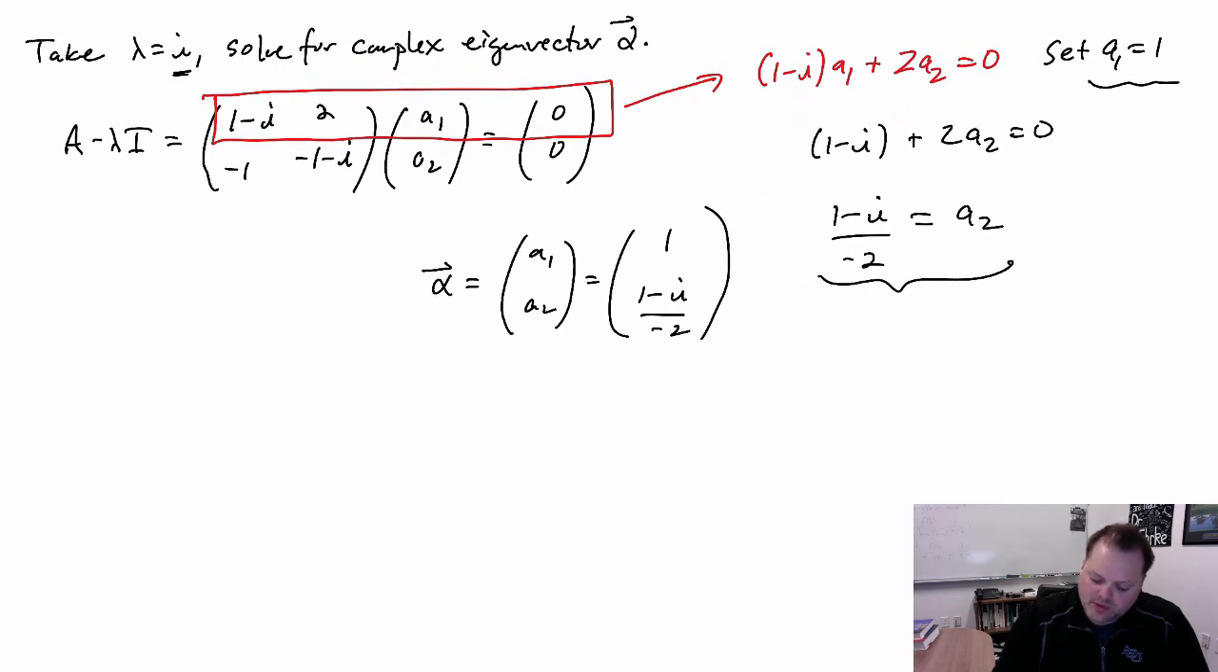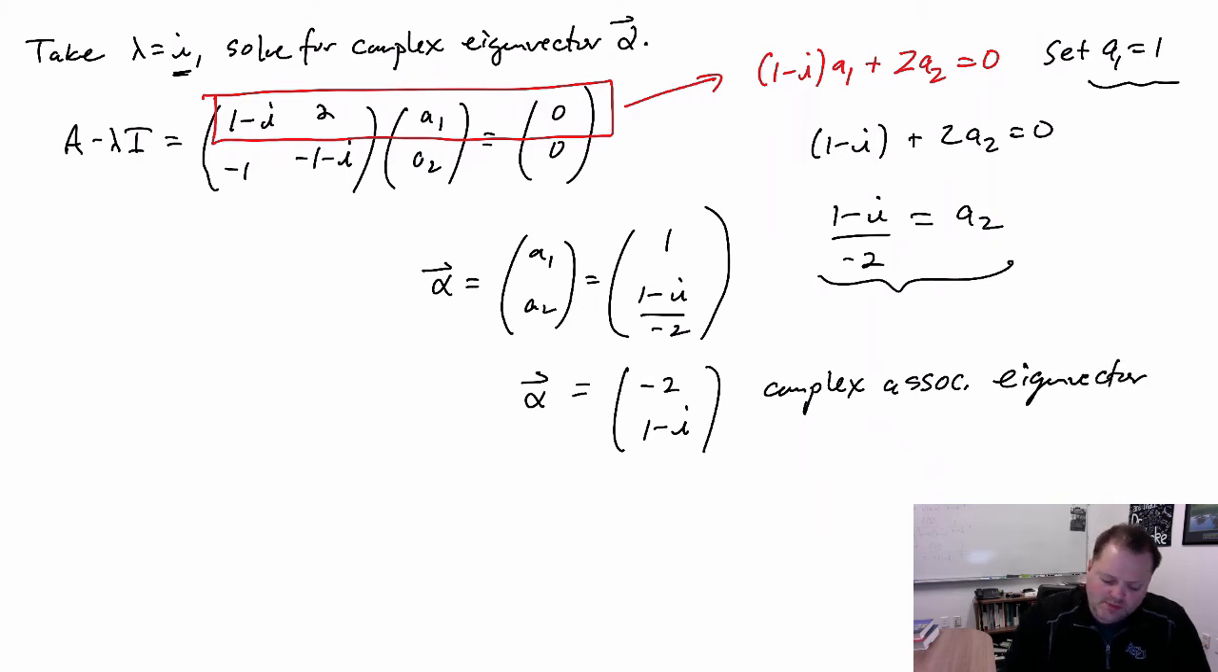And I would clean this up a little bit because you want this to be as neat as possible before you do the next step. Remember, I can multiply the eigenvector by any scalar, and it still is an eigenvector. So if I multiply this eigenvector through by negative 2, you see we get something nice like that. So this is my complex associated eigenvector.